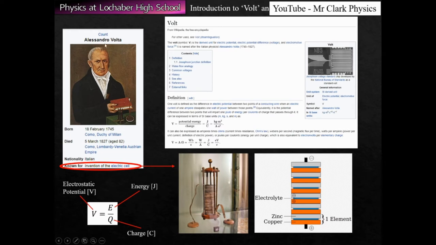It's named after this gentleman. This is Alexander Volta, and he lived a very long time ago in Italy. He's famous for inventing the electric cell. Here's a picture of his original model, and here's a diagram. It's basically a battery.